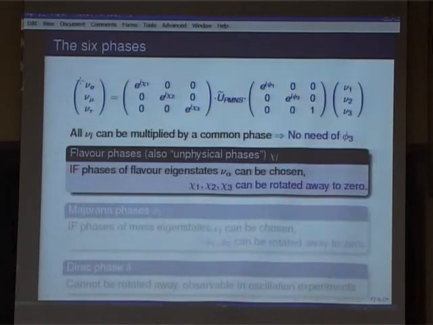I can always decide that instead of calling the electron neutrino nu e, I call it nu e times e to the power minus i chi1. Then when I multiply this by e to the power i chi1, nu e stays nu e, but this i chi1 disappears. This is a big if, that's why this if is in red. If I guarantee you that I can change phases of nu e, nu mu and nu tau independently, that's very important. Independently is very important.